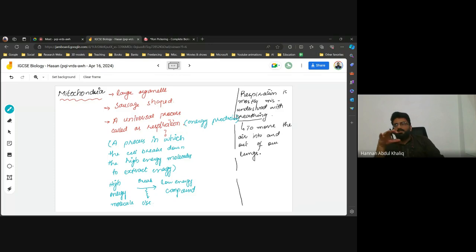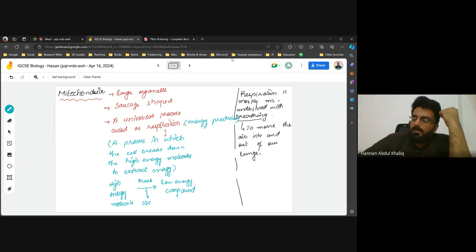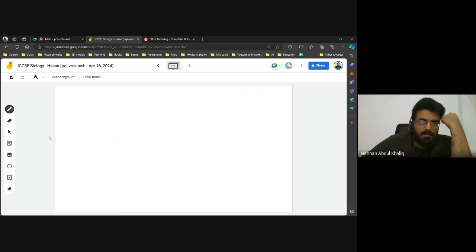Always remember that respiration has nothing to do with breathing. That is why I constantly emphasize this point, and I ask every student of mine to try forgetting that you were told that respiration is the same as breathing. No, it is not the same as breathing. Next, the organelle that we are going to discuss is the vacuole.